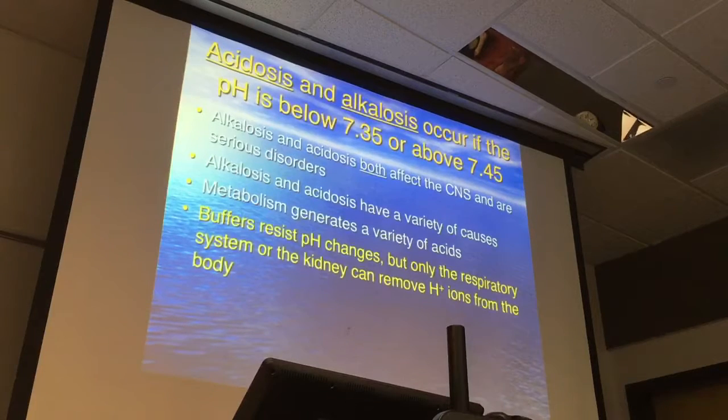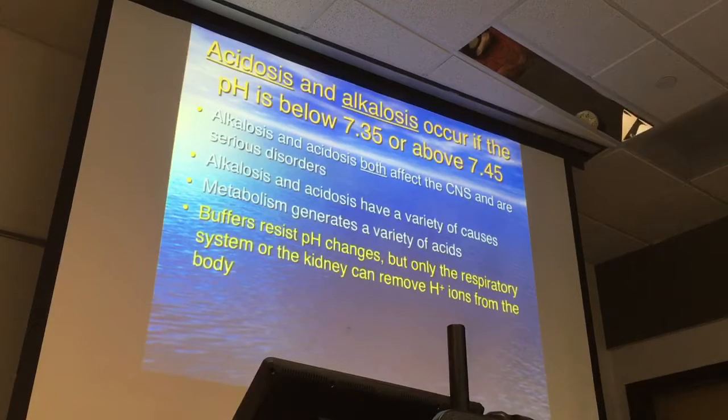Now, let's talk about disorders of acid-base balance. If your pH drops below 7.35, it's called acidosis. Okay, just going from 7.4 to 7.35 doesn't seem like much of a change, but this is serious and can be life-threatening if the pH drops. Going above 7.45 is called alkalosis. Your blood is acidic or alkaline. That's the name of those terms. They both affect the central nervous system. They're serious disorders. Okay? Alkalosis and acidosis have a variety of causes.